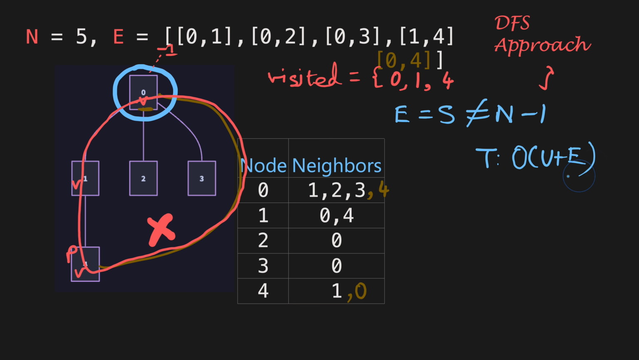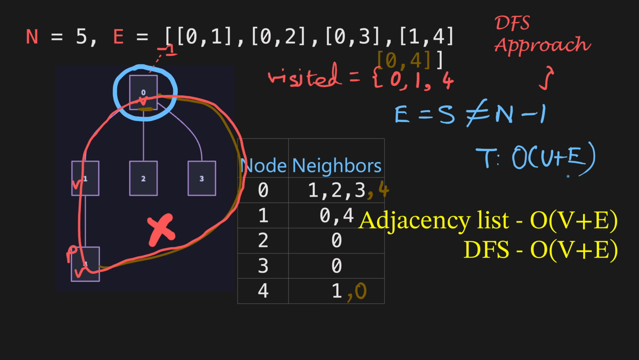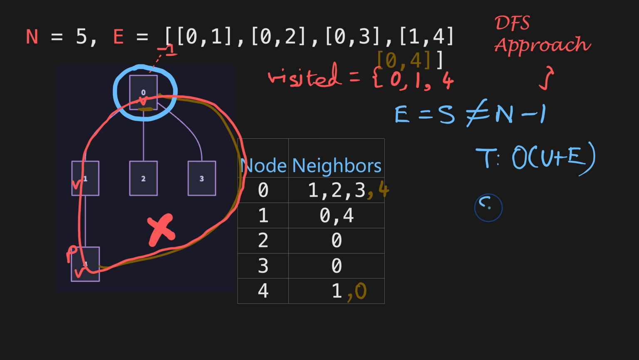Building the adjacency list takes O of V plus E since we initialize V nodes and then iterate through E edges. Then we run DFS traversal that also takes O of V plus E as we visit every node once and check all its neighbors. So overall time complexity is O of V plus E and the space complexity is also O of V plus E.